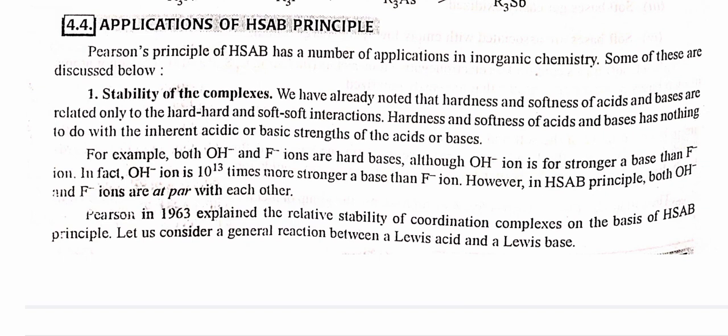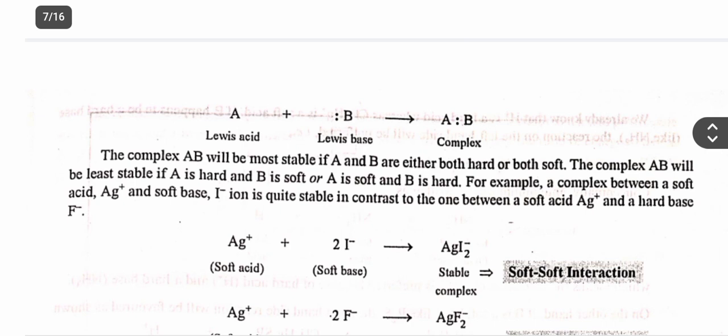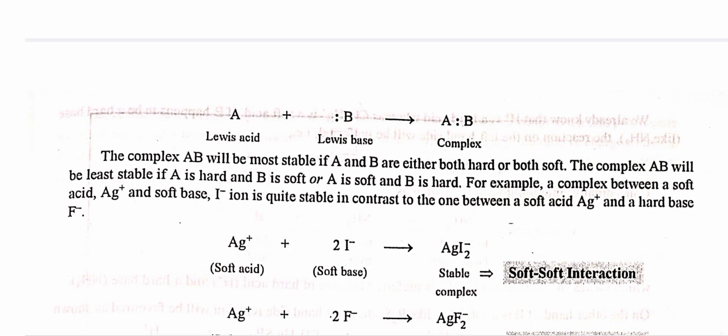Although the OH negative ion is a far stronger base than the F negative ion. In fact, the OH negative ion is 10 to the power 13 times a stronger base than the F negative ion. However, in the HSAB principle, both OH negative and F negative ions are at par with each other. Pearson in 1963 explained the relative stability of coordination complexes on the basis of the HSAB principle. Let us consider a general reaction between a Lewis acid and a Lewis base. A Lewis acid plus B Lewis base make a complex AB.